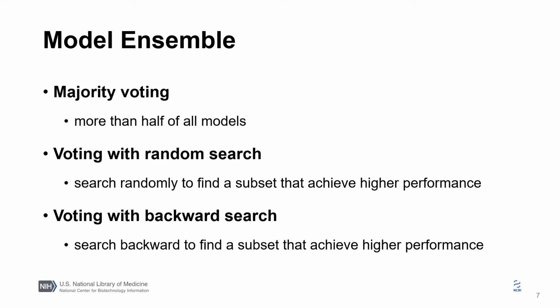To further improve the performance, we use 3 ensemble methods. For the majority voting, we select the relations that are predicted by more than half of our models. In addition, we search backward and randomly to find a subset of our models that may achieve higher performance on the development set than using all our models.